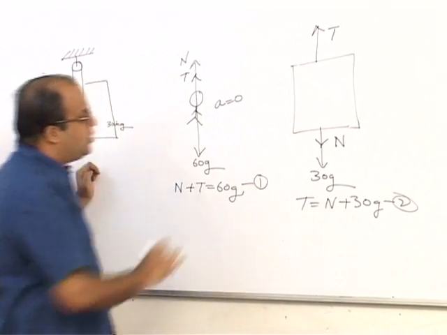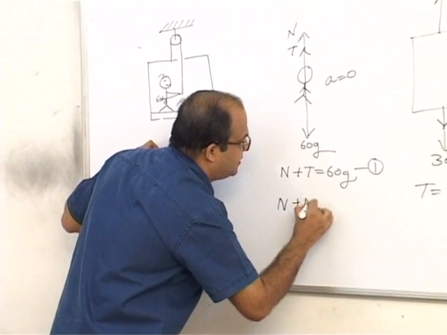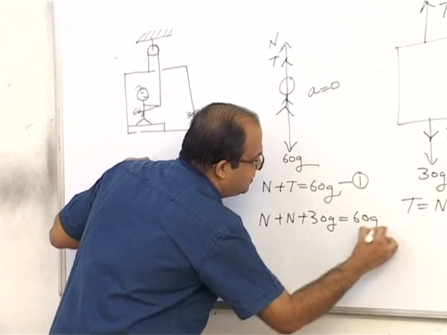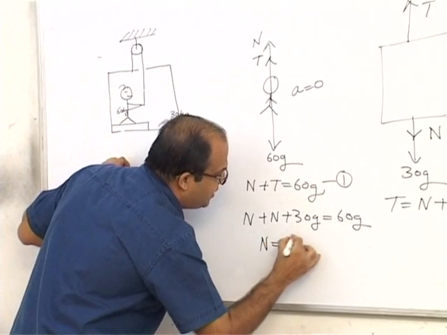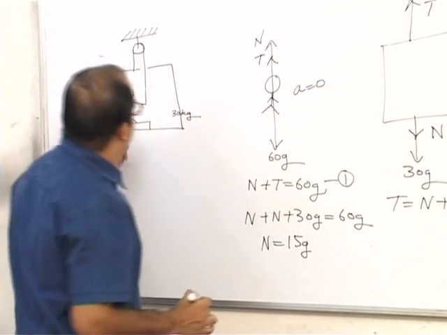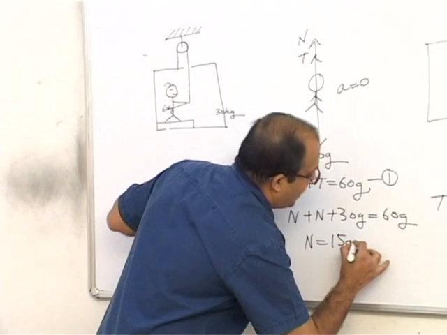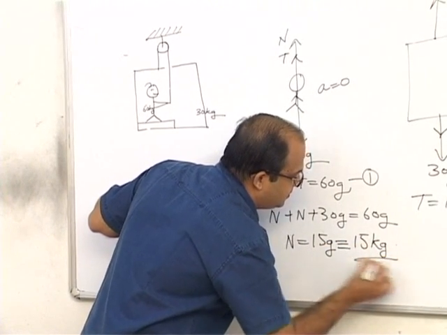We substitute 2 in equation number 1. We get N plus N plus 30g is equal to 60g. So this is 30g, this is 2N. So N becomes 15g. And that is what the weighing scale will show. And this is equivalent to a mass of 15 kg.